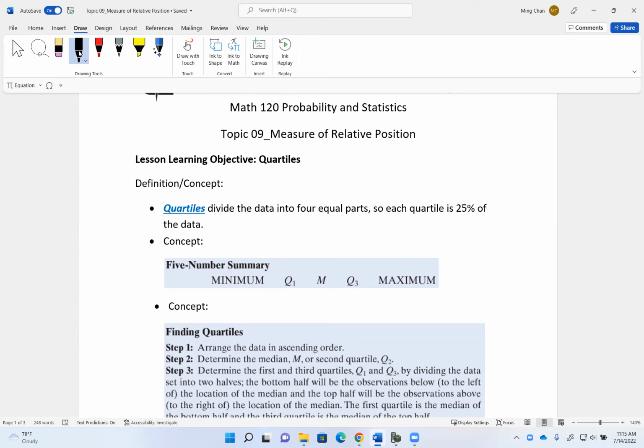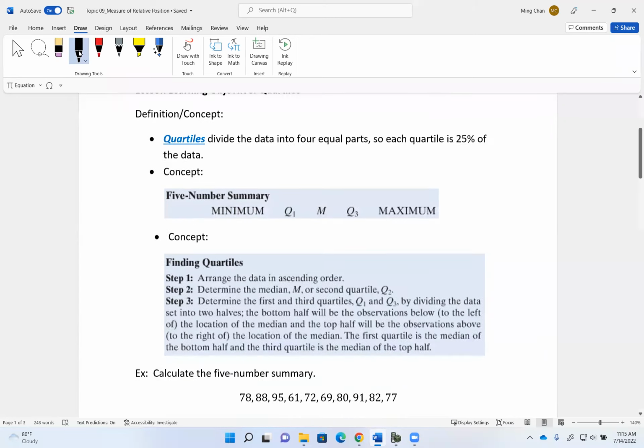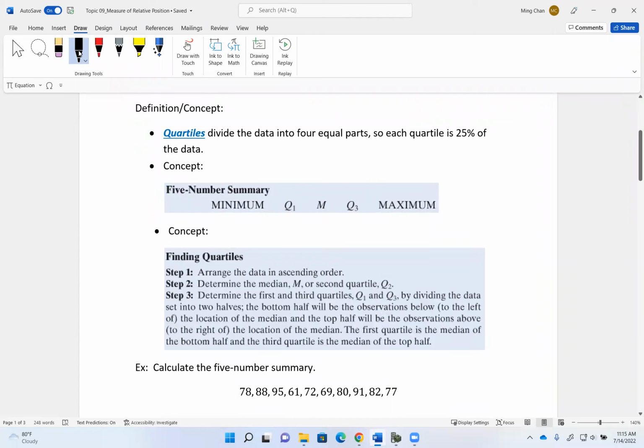So this thing called quartiles, we know "quar" is divided into 4, okay? So quartiles divide the entire data set into 4 equal parts, where each quartile is 25% of the data. Okay, so this thing called the 5-number summary is basically dividing your data into 4 equal parts, where you have a minimum value, maximum value. The M here is the median. Okay, Q1 is called quartile 1 and Q3 is called quartile 3.